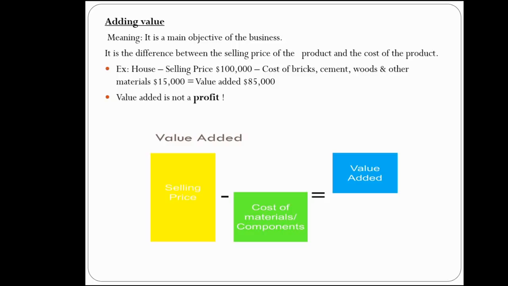Someone will say, okay, this is my profit. This is wrong. This is not your profit. Why? Because you still need to pay workers, you still need to pay rent, electricity, and many other expenses. So after you deduct all these, you can say, I have a profit now. That's why added value is not a profit. This is just the difference between selling price and cost of materials, which gives me the value added. Remember, this is a main objective of any business.